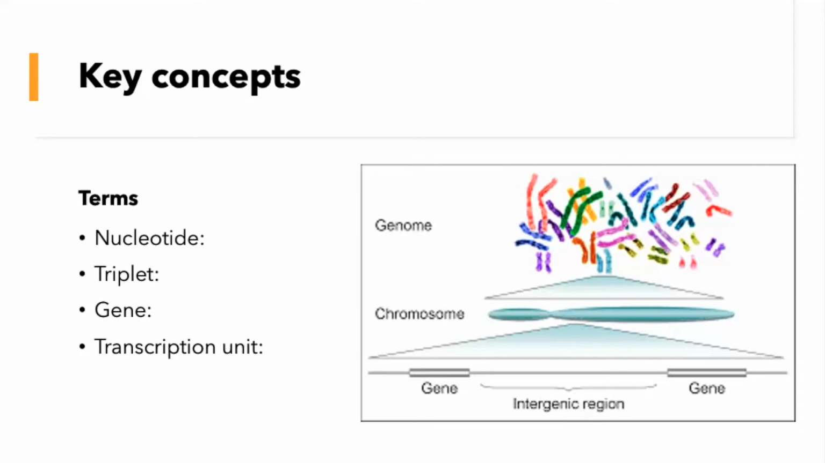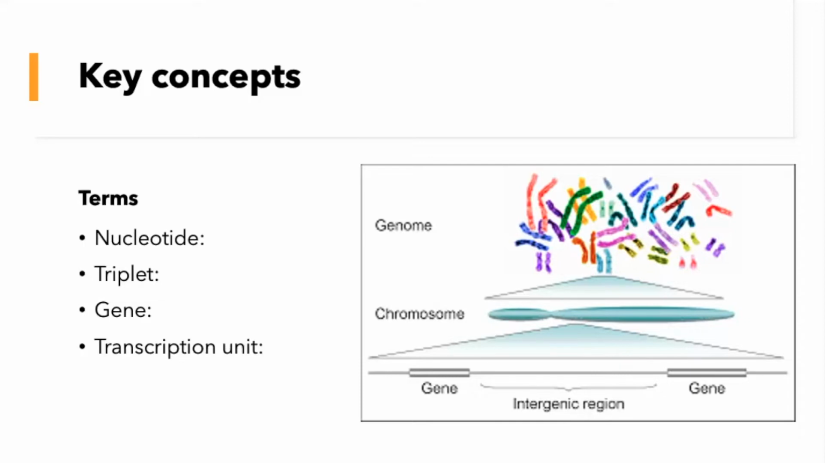synthesis. A gene is a section of the chromosome that codes for a protein and that has within it transcriptional units. This section has introns and exons, which I'll explain later in the episode, which code for protein production.